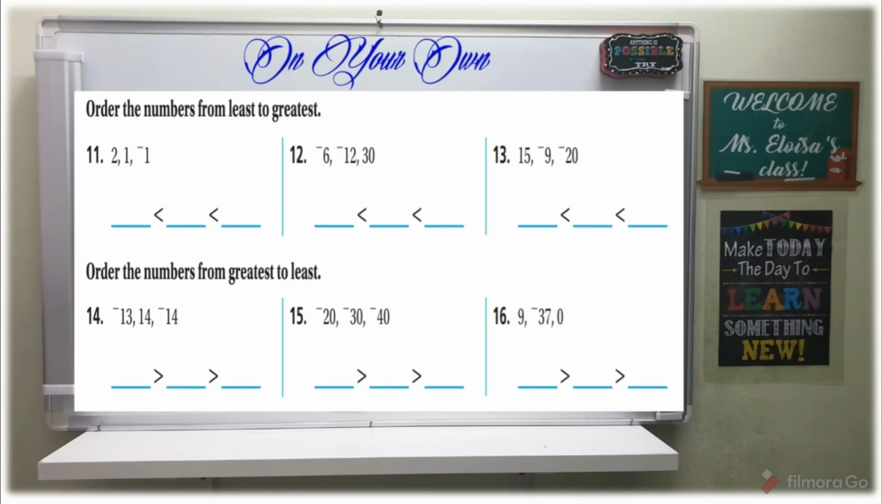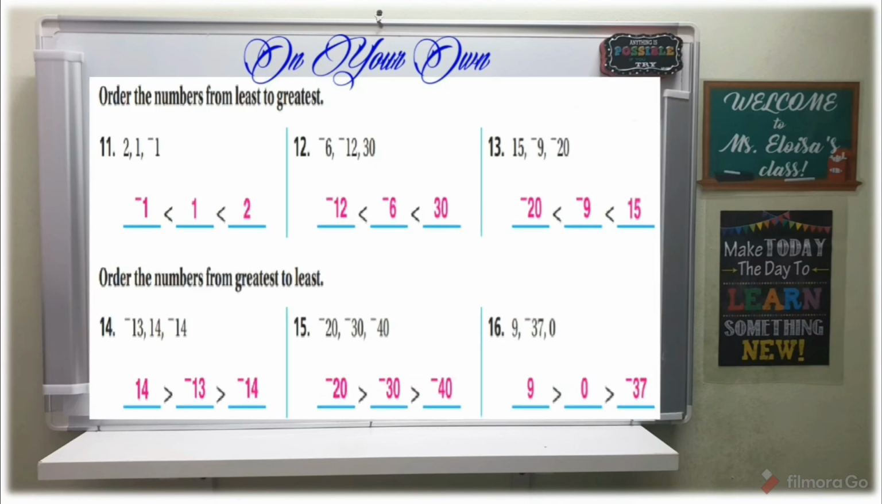For your classwork, do on your own numbers 11 to 16. For numbers 11 to 13, you need to order the numbers from least to greatest. And for numbers 14 to 16, order the numbers from greatest to least. You may answer now and then check your answers later.